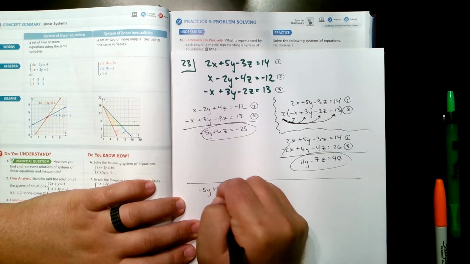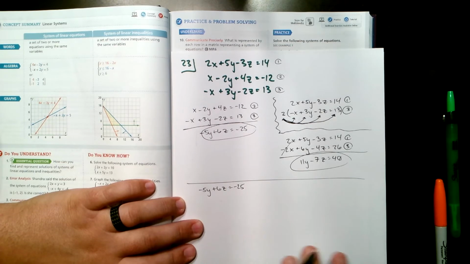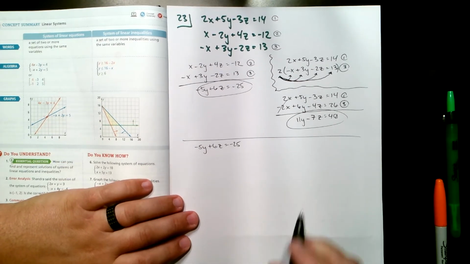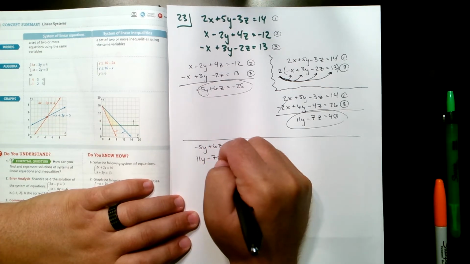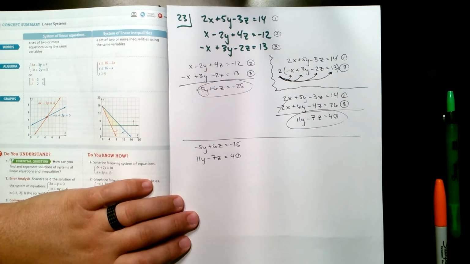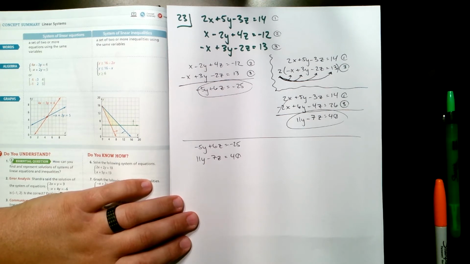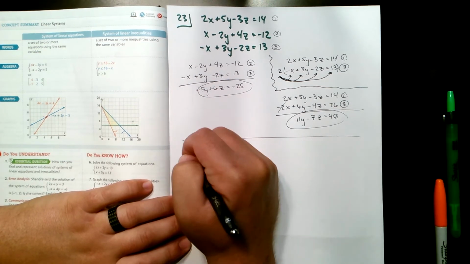All right, now I've got these two new equations. So let me go ahead and write those down. -5y plus 6z equals -25. 11y minus 7z equals 40. As this sits, if I add or subtract these two equations, nothing is going to eliminate. So what I need to do is multiply one or both of these equations by something to force them to eliminate.